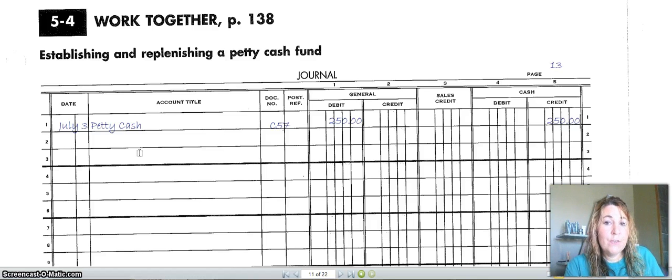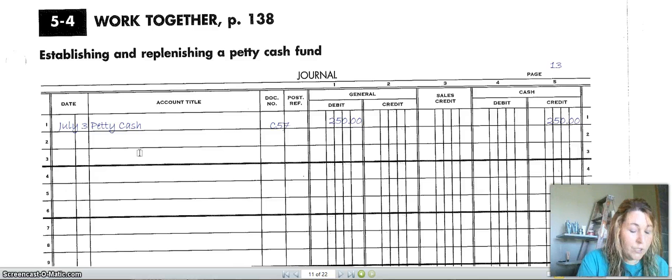Transaction number 2 is July the 31st. It says we paid cash to replenish the petty cash fund of $78. So the check is actually going to be for $78. We had supplies of $25, miscellaneous expenses of $8, and repairs of $45. So we have three different accounts that we're going to need to record on the one transaction. So this is July the 31st. The first account it lists is supplies of $25.